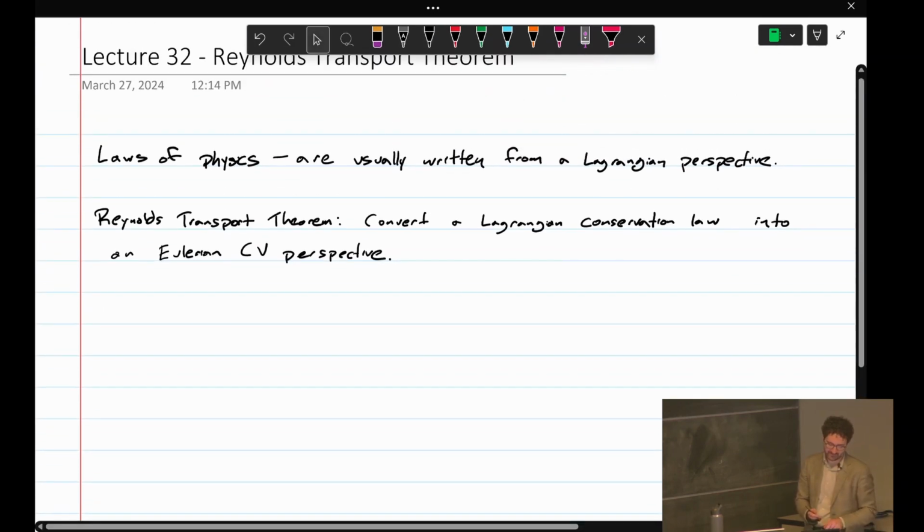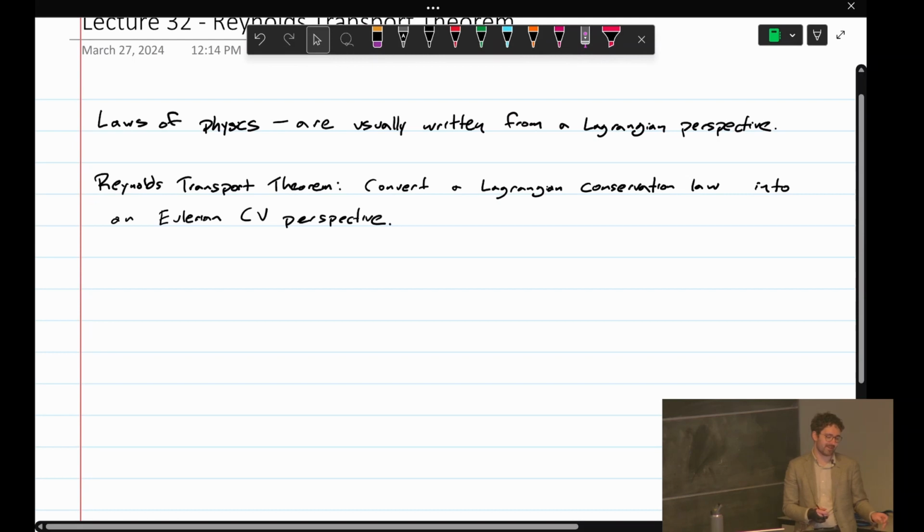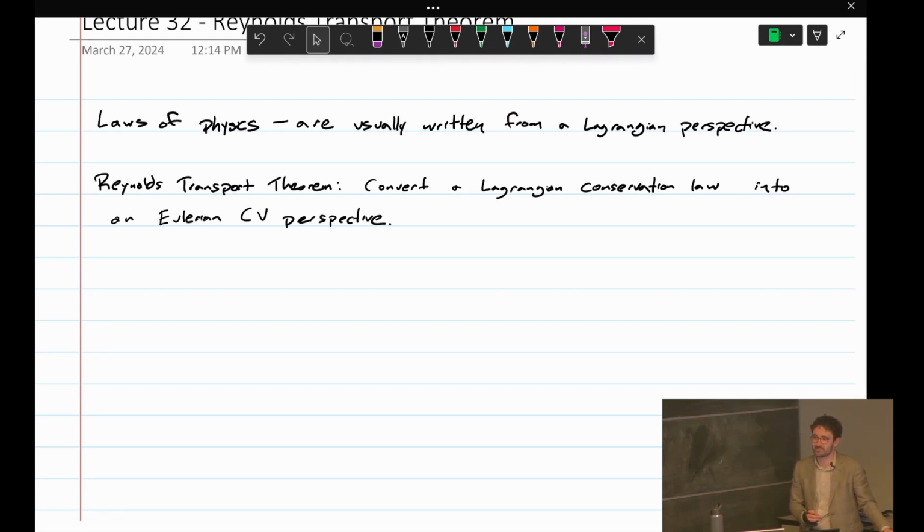So what sort of thing do we expect to appear when we talk about conversion between a Lagrangian and Eulerian perspective? We talked about this in the first half of the course. Material derivative, that's what I heard. Yes, that's good. So we're going to see basically what this material derivative looks like with a bunch of integrals in it, which is lovely.